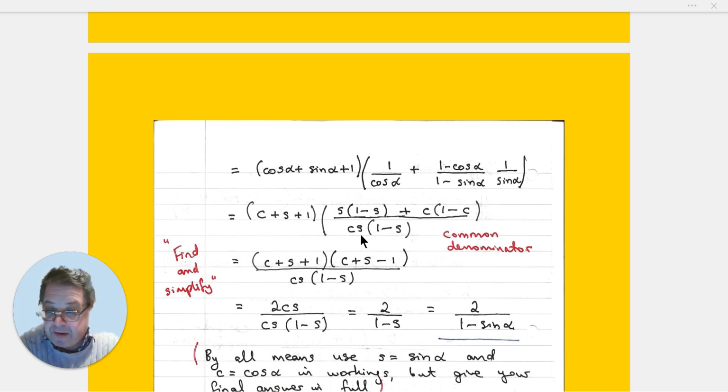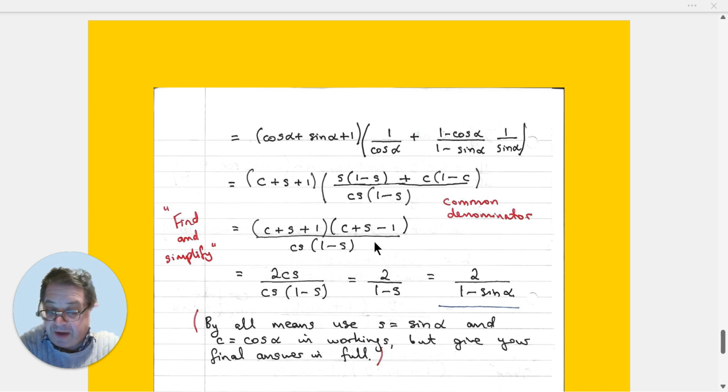C plus S take 1 over CS 1 minus S. Then multiplying out the numerator, we get 2CS, and on the bottom CS 1 minus S, and that all cancels to give us the final answer of the minimum value of L being 2 over 1 take sine alpha.